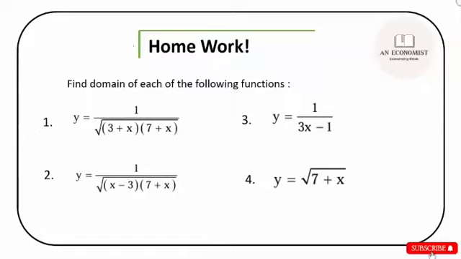So in the previous few lectures we have understood the concept of relations and functions, and we have solved multiple numerical questions on that, and I had given you some homework questions which I'm sure that you have tried on your own. In this video we are going to solve these questions and then we will discuss some other concepts.